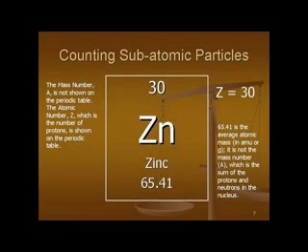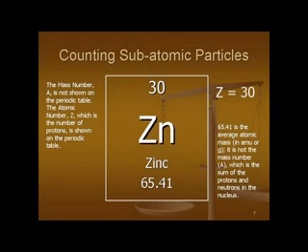Let's take a look at how information is displayed on the periodic table. This is for the element zinc, and you can see that zinc has a chemical symbol of capital Z, lowercase n. And the mass number, this is very important, the mass number, which is represented by the uppercase A, is not shown on the periodic table, but the atomic number, represented by Z, which is the number of protons, is shown on the periodic table.